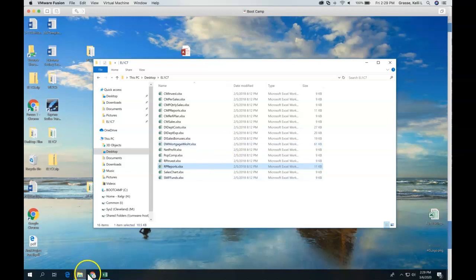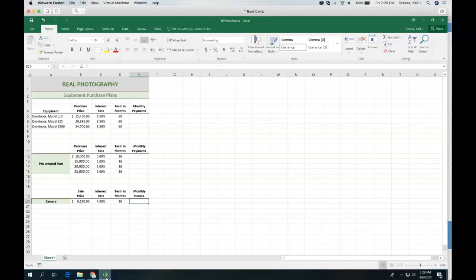At the very end of the chapter, we're talking about a couple more advanced functions that we haven't worked with before. Number one being the PMT function. I'm working out of page 201 in the book. I opened up the RP reports file just to work with the PMT function. As you look at the information here, we have equipment, a purchase price for the equipment, an interest rate, and terms in months.